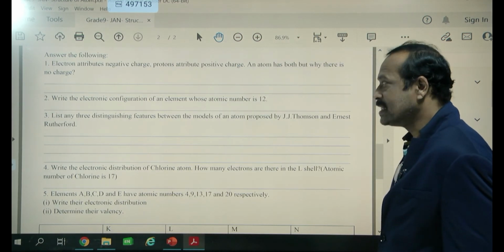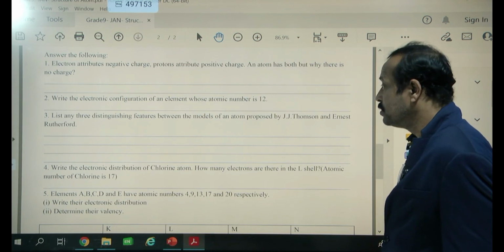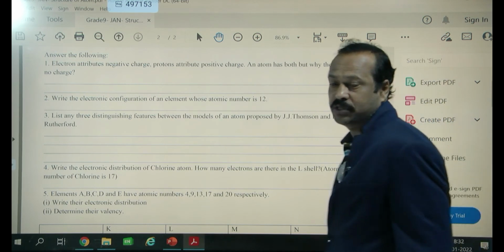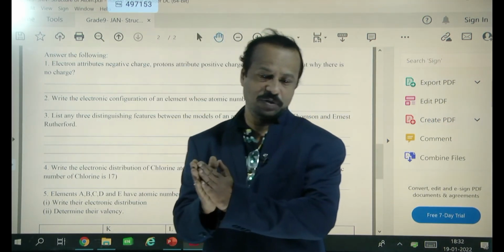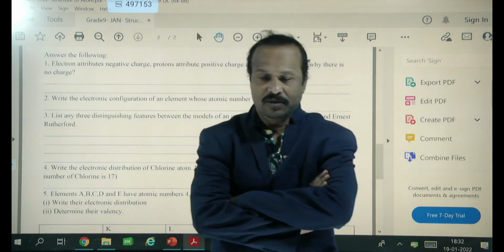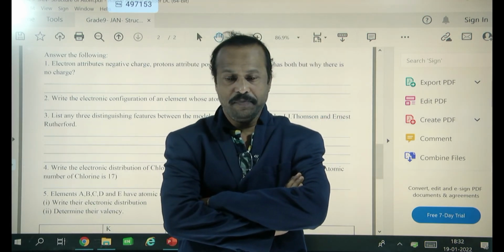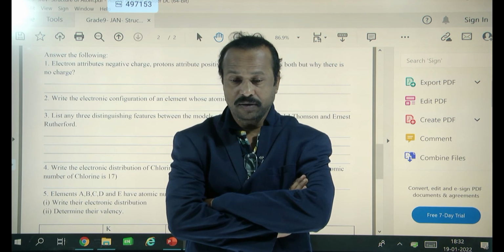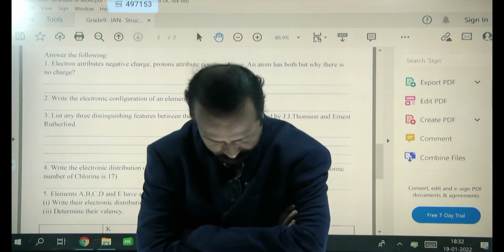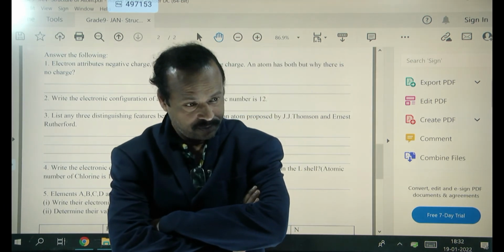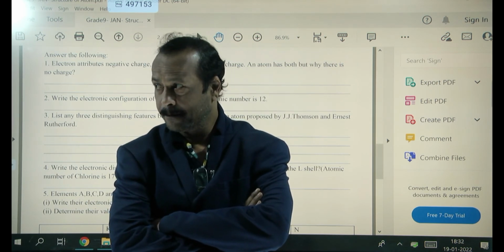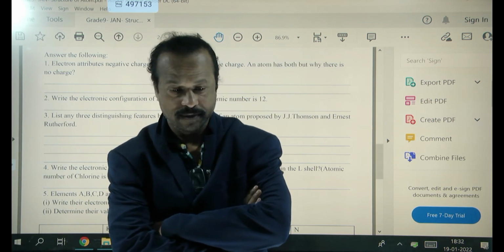Now, list three distinguishing features between the models of atom proposed by Thomson and Rutherford. The meaning is, you have to explain three differences between Thomson's model and Rutherford's model. Can you explain them? In Rutherford's model, he explained that the nucleus is very dense. Very good. Thomson also did not say that most of the space is empty.